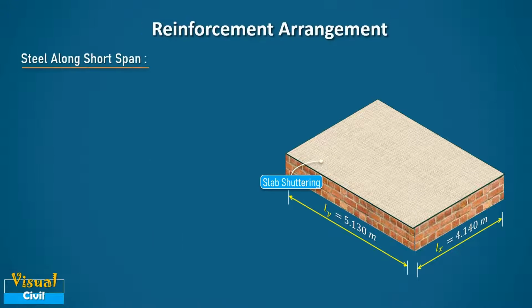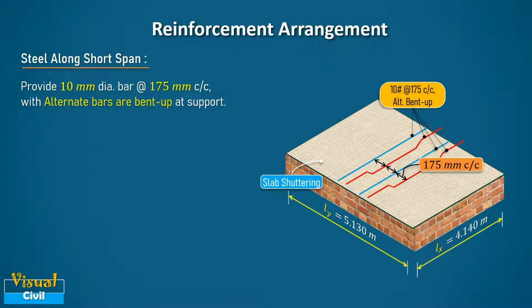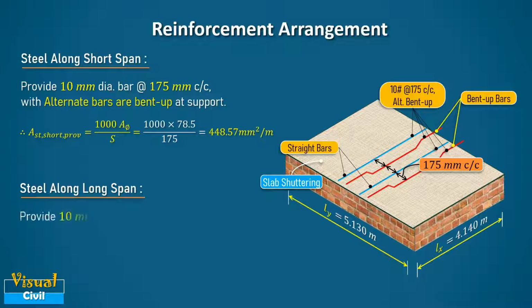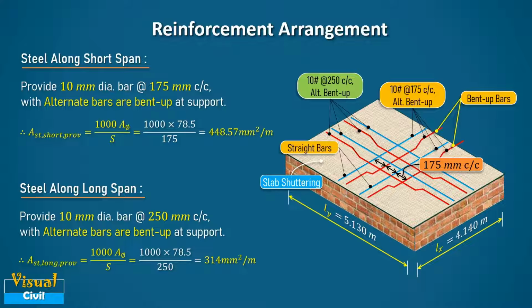So, provide 10 mm dia bar at 175 mm center to center along the short span with alternate bars bent up at support. Hence, the area of steel provided along the short span is 448.57 mm square per meter, and provide 10 mm dia bar at 250 mm center to center along the long span with alternate bars bent up at support. Therefore, the area of steel provided along the long span is 314 mm square per meter.